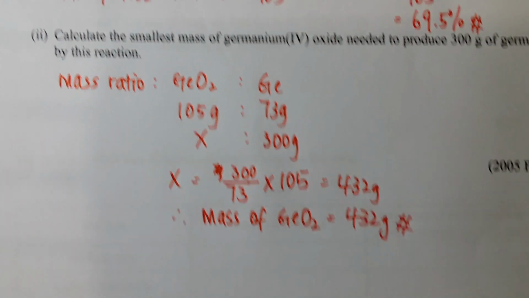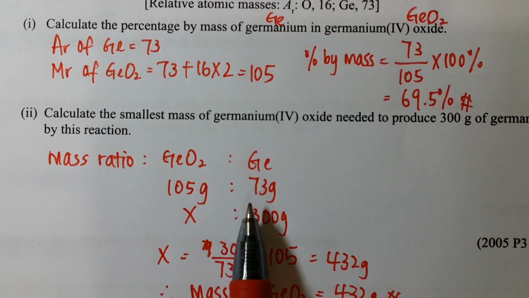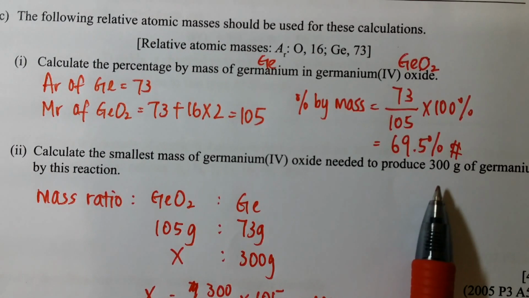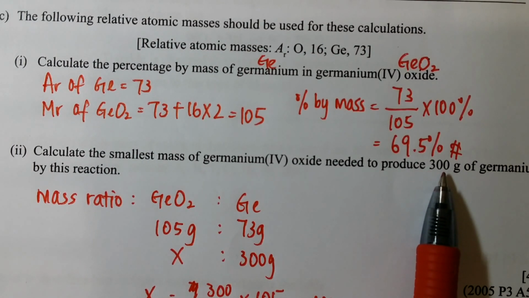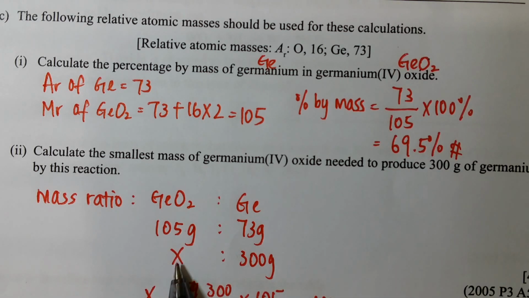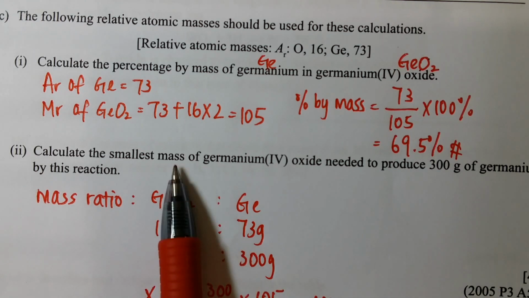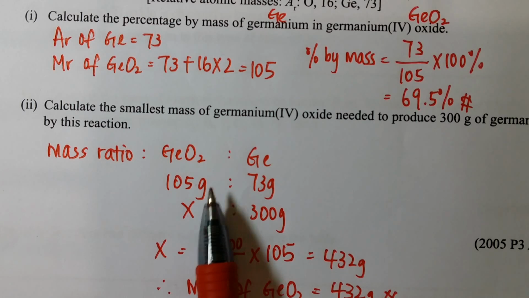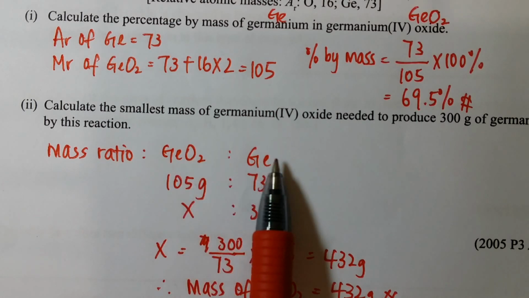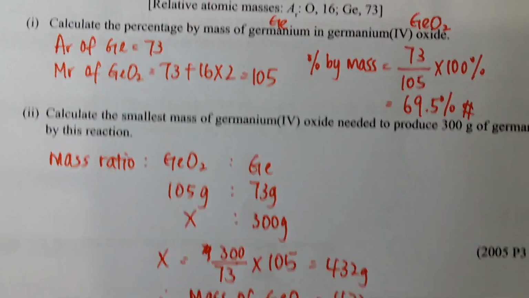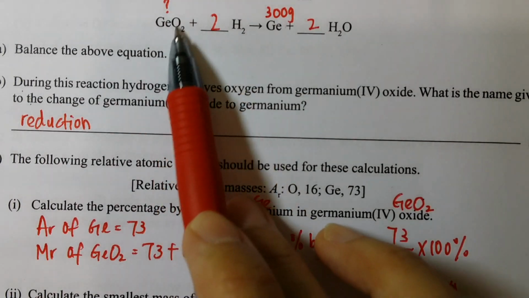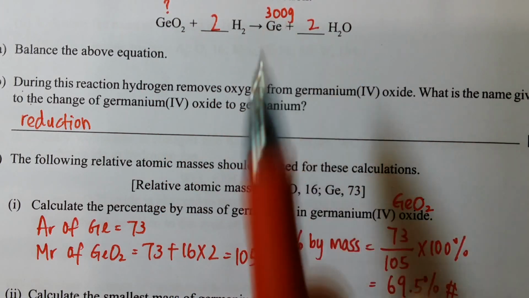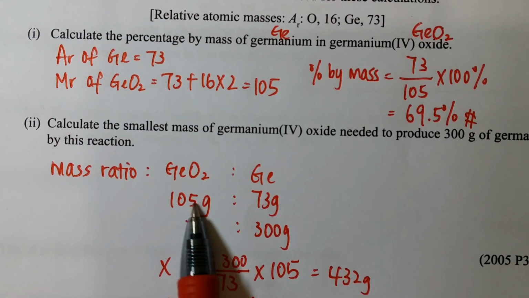So for this question, you can use either mass ratio or mole ratio. If you use a mole ratio, you have to change 300 gram to number of mole first. After you find the number of mole of GeO2 needed, you have to change it back to mass because the question asks mass. So therefore, it is slightly easier if you use mass ratio. If you use mass ratio, the two chemicals we are talking about are these two. So you have to ask yourself, based on the chemical equation, what is the mass of 1 mole of GeO2 to 1 mole of Ge? So the mass ratio is 105 gram.